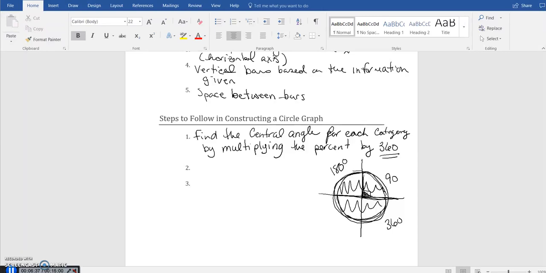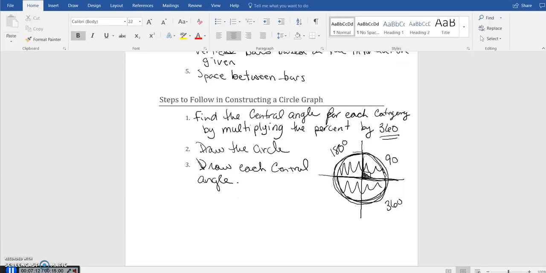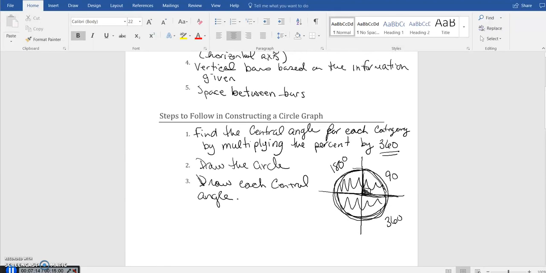Okay, so of course after I've found all of my angles, then I need to actually draw my circle. Right, it's a circle graph. So I'm going to draw a circle. Okay. And then finally, you're going to draw each central angle. Now, you can use a protractor to do this. The beauty of this is the fact that it's going to do most of this for you. So you won't have any issue there.